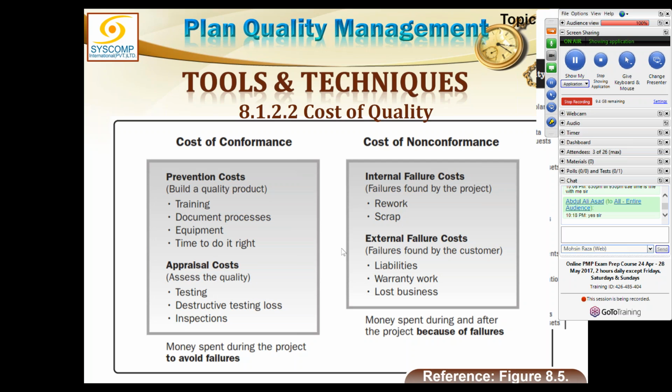So this is the cost of quality, and you have to strike a balance in it. You can't spend all the money on cost of conformance or all the money on non-conformance. You have to strike some kind of balance, and that balance could be defined by the organization itself. But these things should be included, and a balance should be struck.